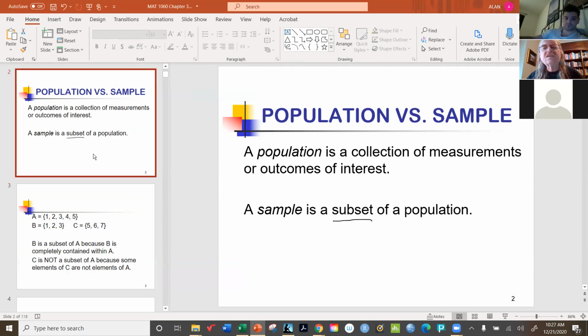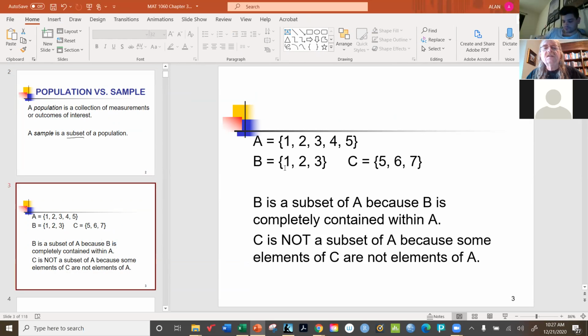So when it says here that a sample is a subset of a population, it means exactly what it says. In other words, this B, if you think of these as not just numbers, what if instead I found 5 people for set A and 3 people for set B, and all 3 people in set B are also in set A? That counts as a subset.